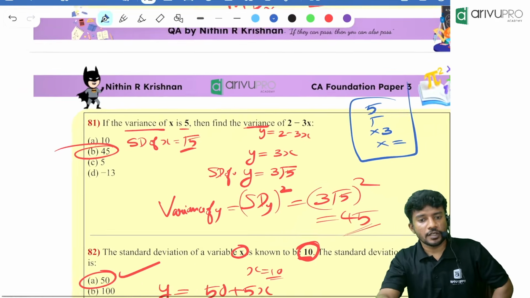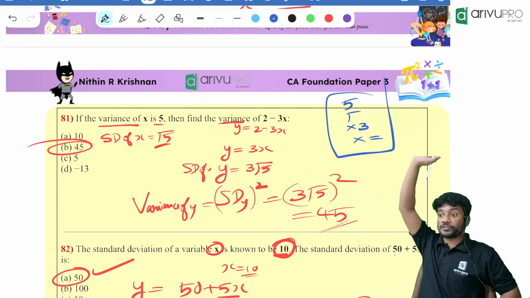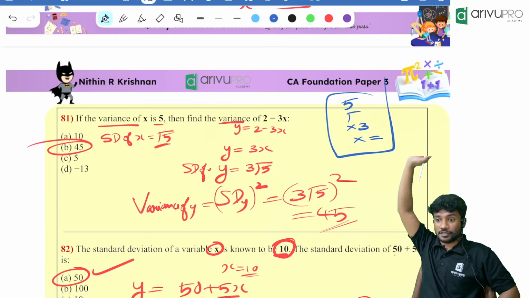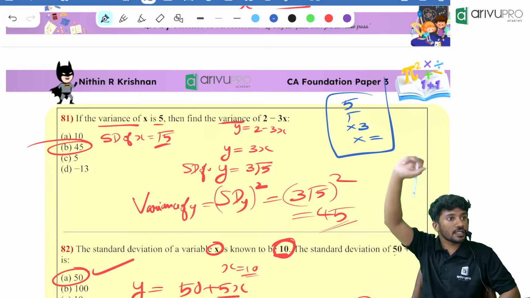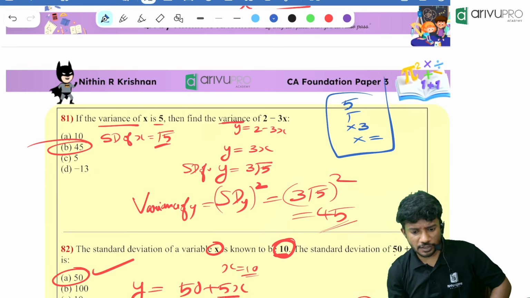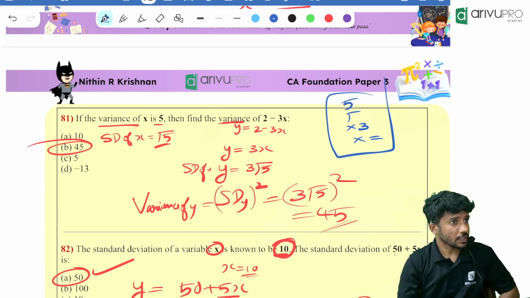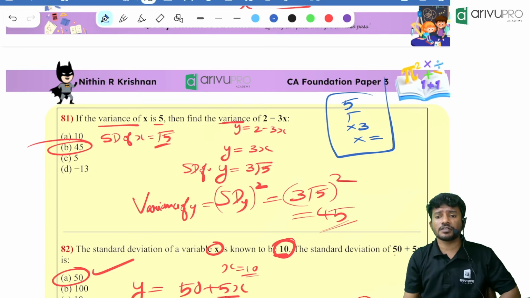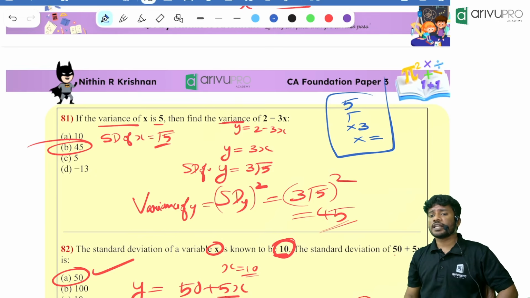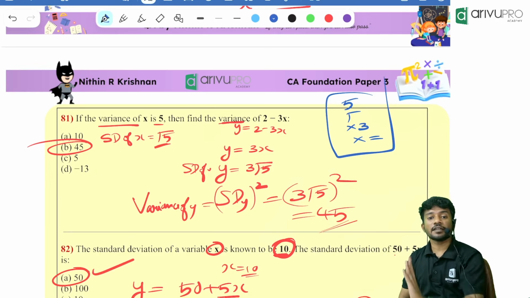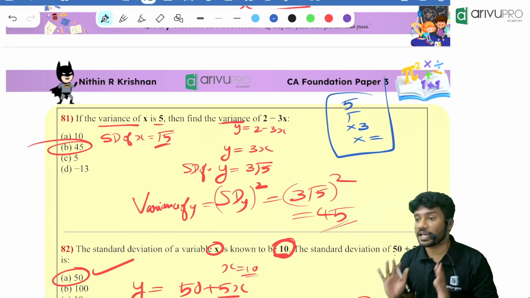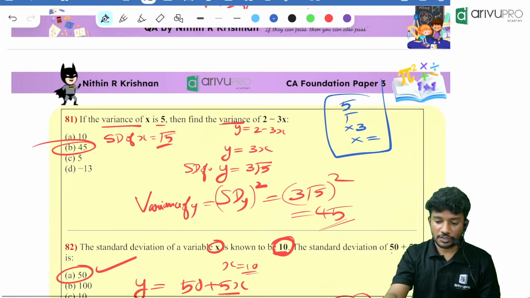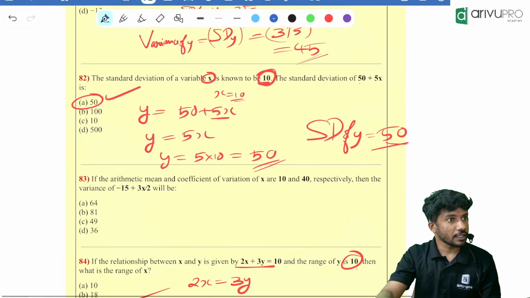Yes. So the only tricky part is when variance comes into the picture. How much is the answer, Nihida? 45, right? Whenever variance comes into the picture, we need to convert it into standard deviation, then only we will get the answer. Okay? Yes. Bhavadharani, yes, Nihida, correct.